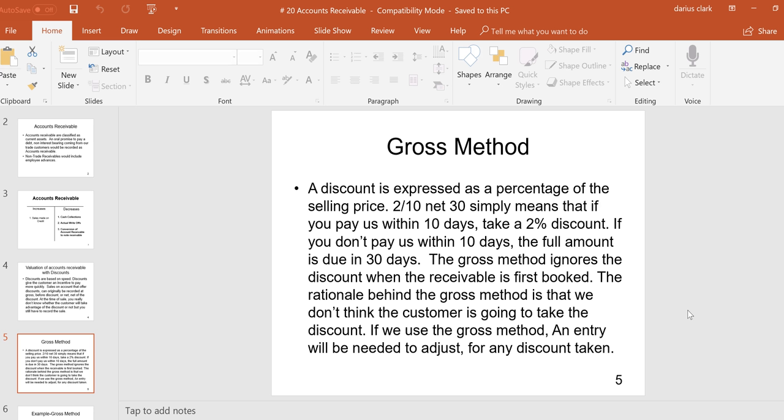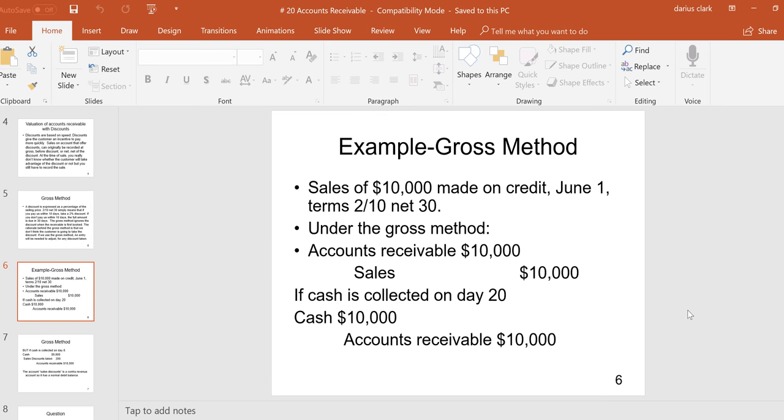Well, the gross method of recording this ignores the discount. So when we first book the sale and the receivable, we're just going to book 100% as if there is no discount. And the theory here is that we don't think the customer is going to take advantage of the discount. So if we use the gross method and they do take advantage of the discount, then we're going to have to make another entry to record the discount because we're going to assume that they're not going to take advantage of the discount when we use the gross method.